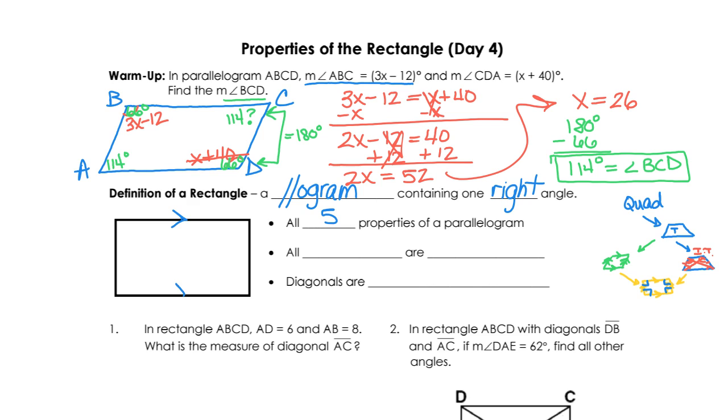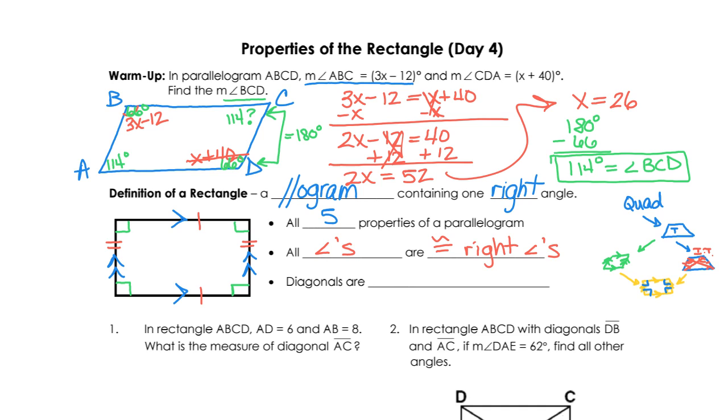So let's review them. It has 2 pairs of opposite sides being parallel. It has 2 pairs of opposite sides being congruent. It has opposite angles being congruent. However, because it's a rectangle and it has a right angle now, opposite angles are right angles. And don't forget, consecutive angles still have to add up to equal 180. And so those angles now have to become right. So we're going to go ahead and say that all angles are congruent right angles.